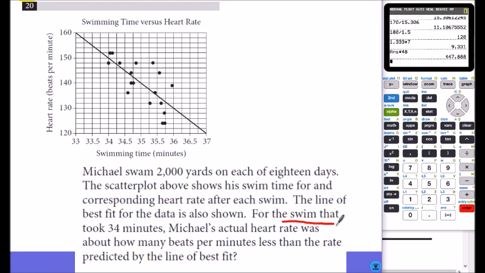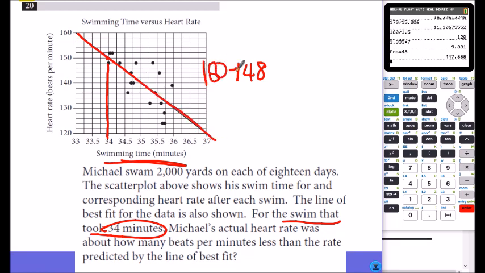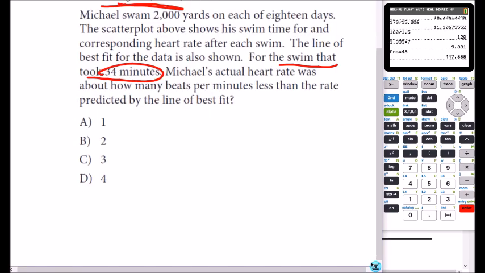So for the swim that took 34 minutes of swimming time, the actual heart rate was, what is it? It's increasing by 2, right? 1, 2, 3, 4, 5 increases 10, so each is 2. So 158 minus 2 is 148. But the line of best fit has it at 150. So we're finding the difference between them, how much lower it is than the line of best fit. So it must be 2, right?